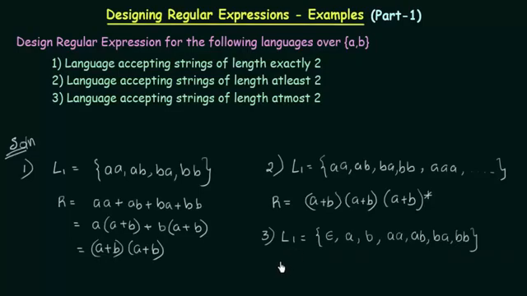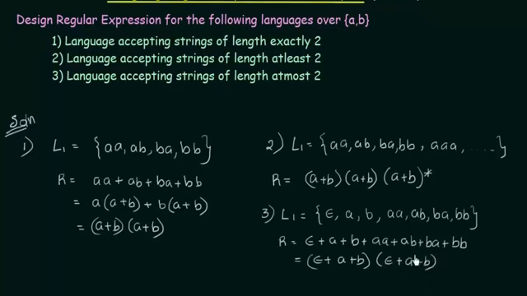So these are the only strings that will be accepted by this language. So how do we write the regular expression for this? You can write it in a very simple way by doing the union of all of them: epsilon + a + b + aa + ab + ba + bb. Now you can simplify this and write it in this way: (epsilon + a + b)(epsilon + a + b).